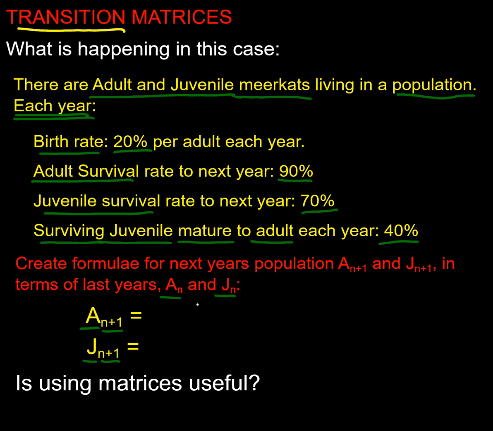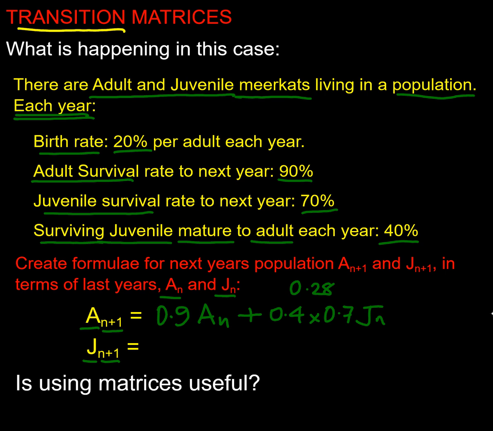Well, adult survival rate is 90%. So if I take the number of adults this year, AN, next year 0.9 of them would have survived. Okay, so that tells me about the adults. What's happening with the juveniles? Well, they're telling us that 0.4 of surviving juveniles are going to become adults. How many of them survive? Well, 70%, so 0.7 of this year's juveniles. So we've got 0.28, that's 0.4 times 0.7, of this year's juveniles will become adults next year.